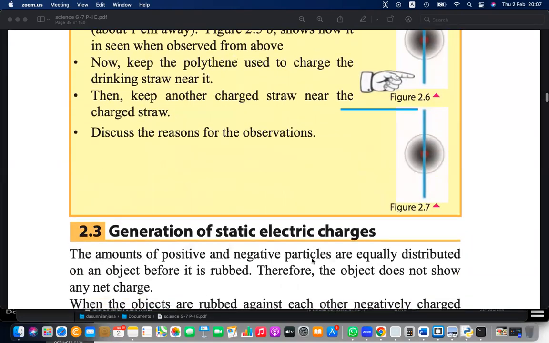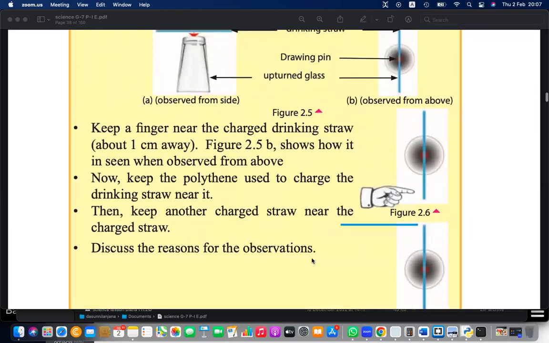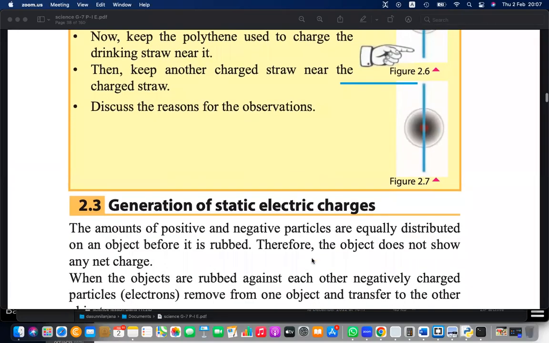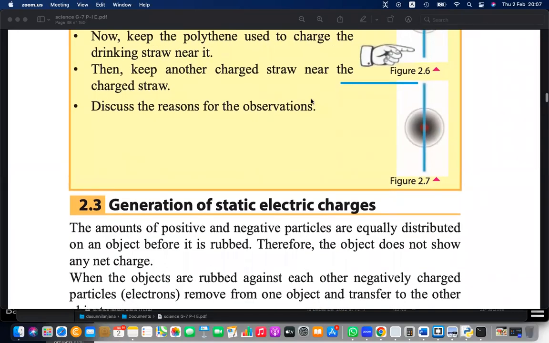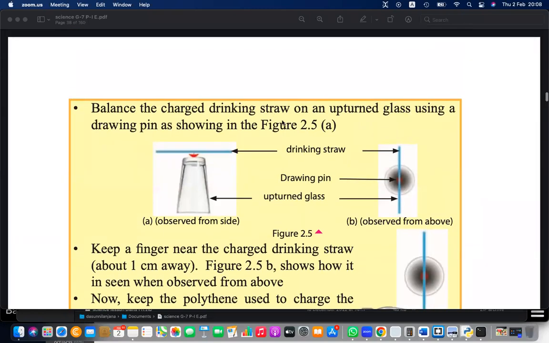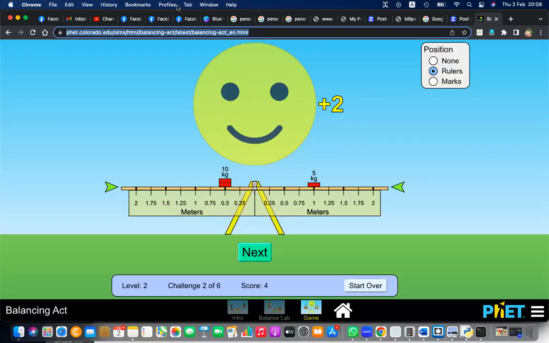This experiment we discussed, right? Like what will attract and what will repel, the repulsion and the attraction. We have discussed the straw, this drinking straw, the repulsion and the attraction. So if you want, let me show a small video on this very quickly.